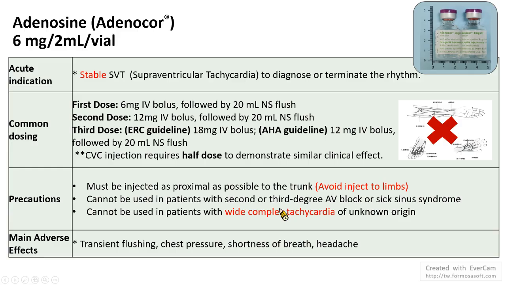And adenosine cannot be used in those with second or third degree AV block or sick sinus syndrome. It also cannot be used with wide complex tachycardia because it could be ineffective. Other adverse effects include transient flushing, headache, chest pressure, or sometimes shortness of breath.